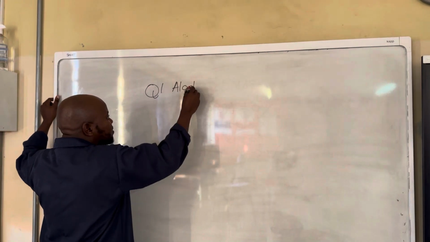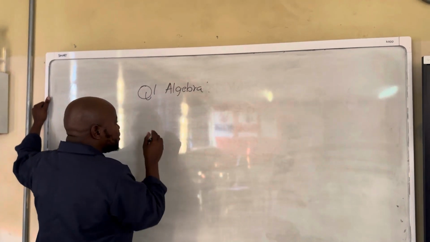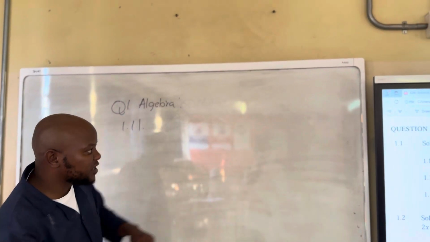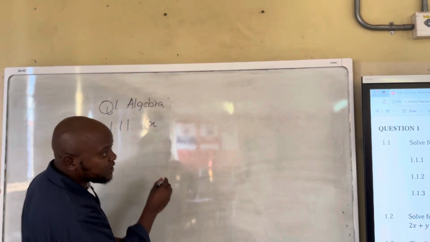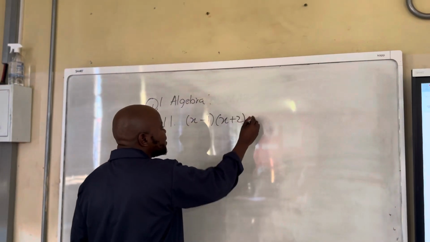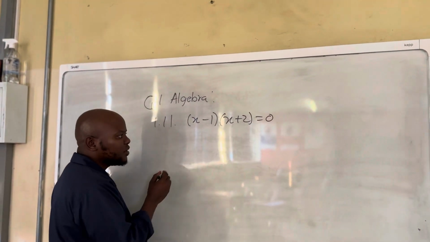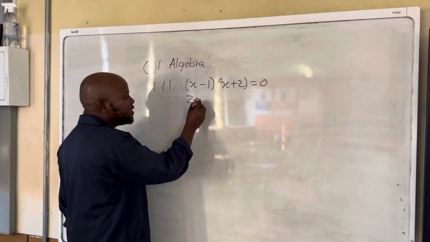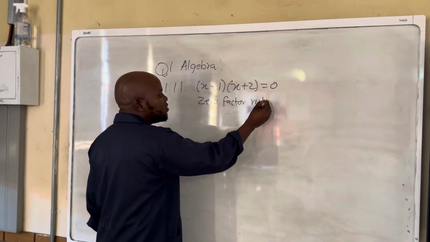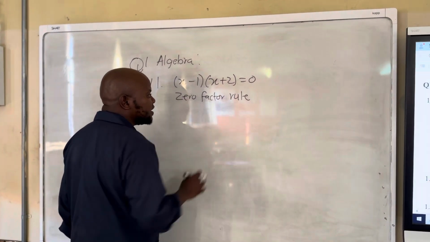Algebra, which is you're focusing on 1.1.1. We are given x minus 1 into x plus 2 is equal to 0. What are we going to do now? We're going to apply the zero factor rule.